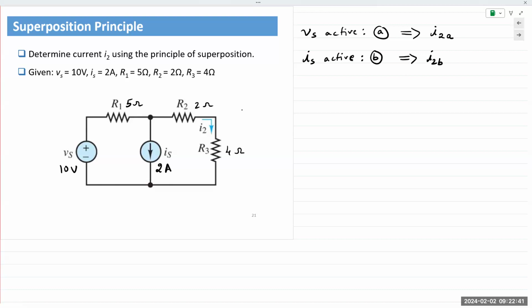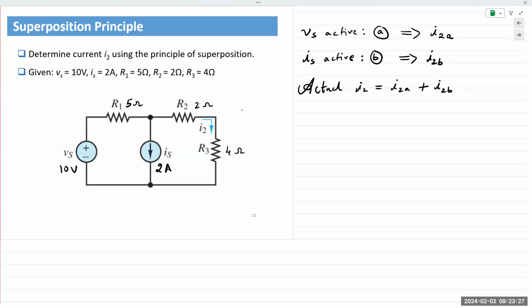Okay. So in order to find one quantity, one current or one voltage, you have to divide the circuit and analyze it n number of times for each and every source. So the actual current I2 would be a summation of I2A and I2B. Let's take a 10-second pause. Let me know if you have any questions. Make sense?